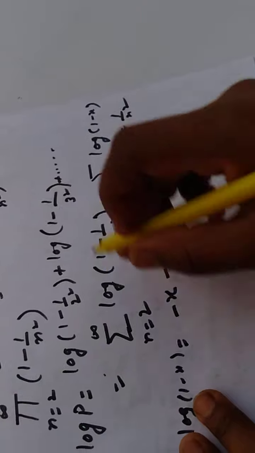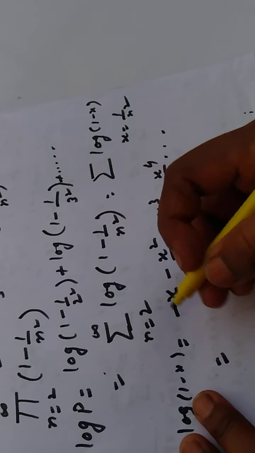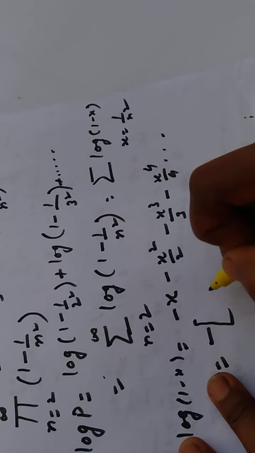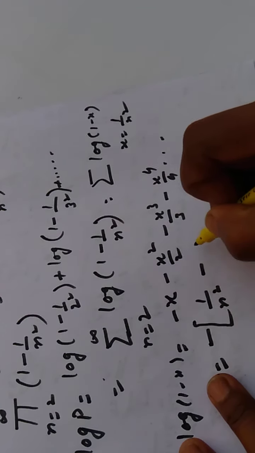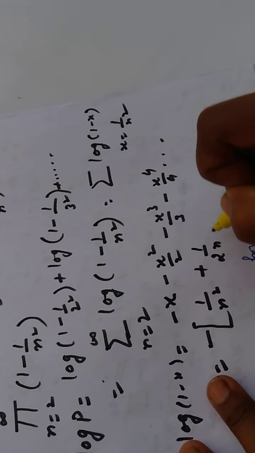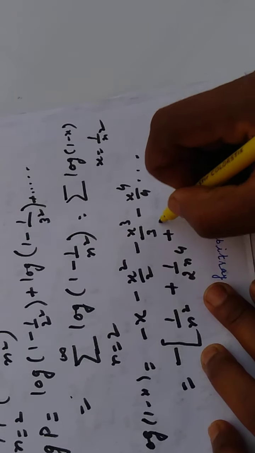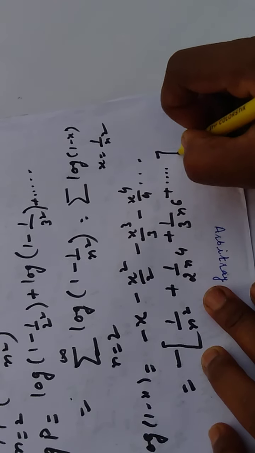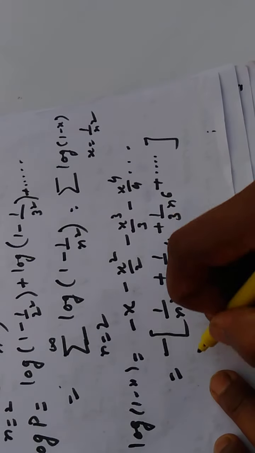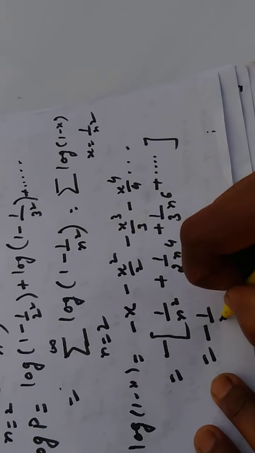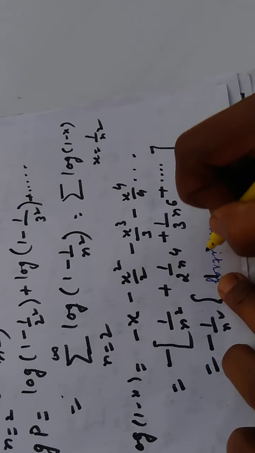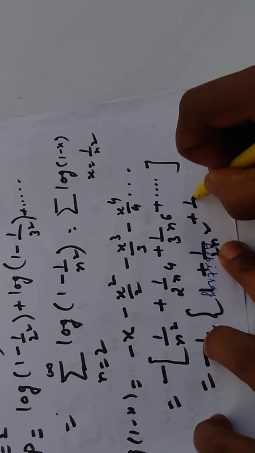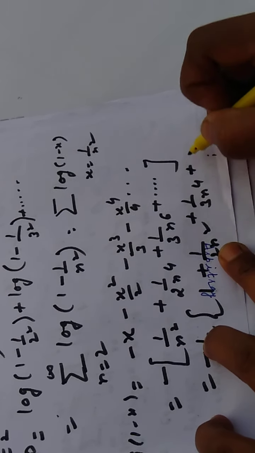As x is 1 by n square, this will be minus, and you can take common 1 by n square: plus 1 by 2 n raised to the power 4 plus 1 by 3 n raised to the power 6 plus and so on. I can write 1 by n square common, and it is 1 plus 1 by 2 n square plus 1 by 3 n raised to the power 4 and so on.